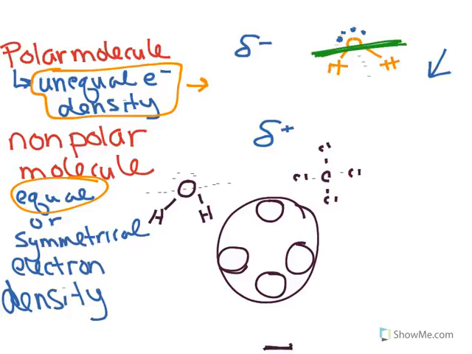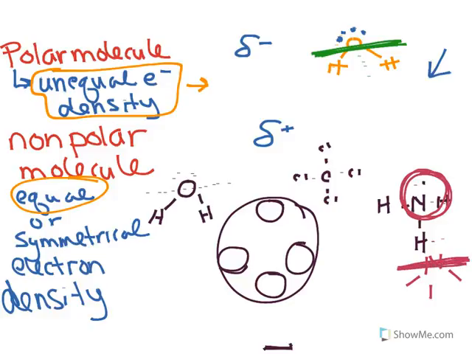And then this other molecule here, this is ammonia, or NH3. And NH3, again, has a lone pair of electrons on the central atom, and the fact that it's trigonal pyramidal means that this molecule is not symmetrical, and one side is more negative than another side.